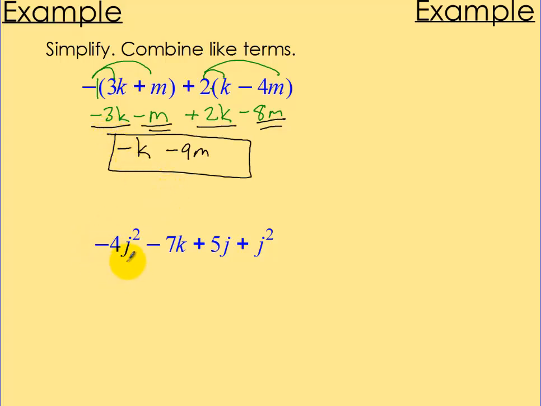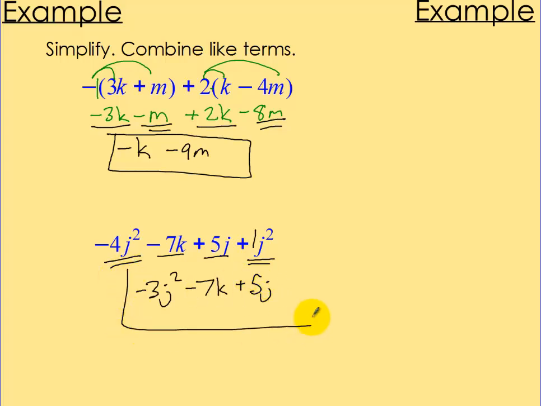The bottom one, I don't have to distribute, but I combine like terms. So j squared, another j squared, that's like 1j squared. So -4 plus 1 is -3j squared. And then what else? There's a k, but there are no other k's. And there's this j. It doesn't combine with the j squareds. So these are by themselves. So it's -7k plus 5j. And there's your simplified form. That's it.